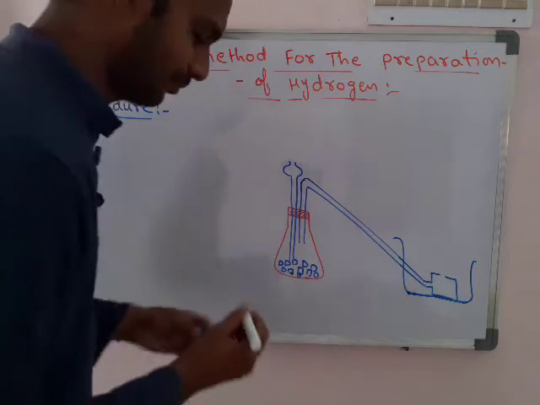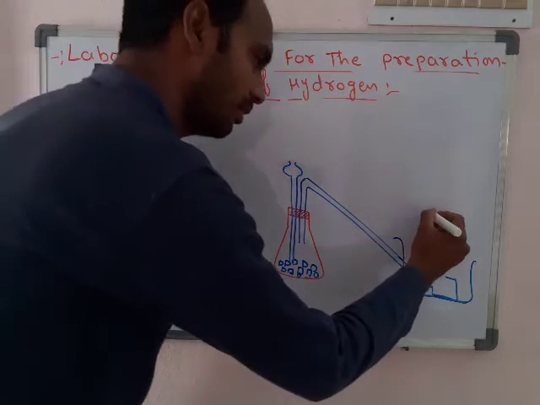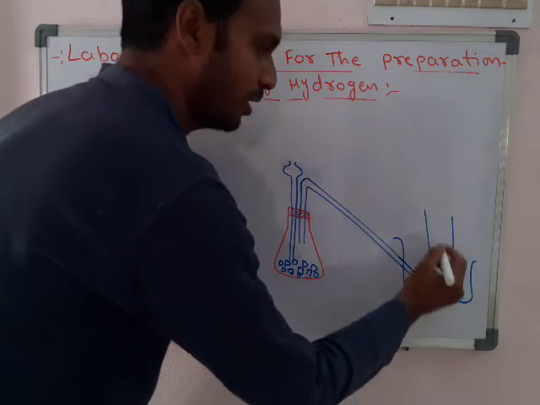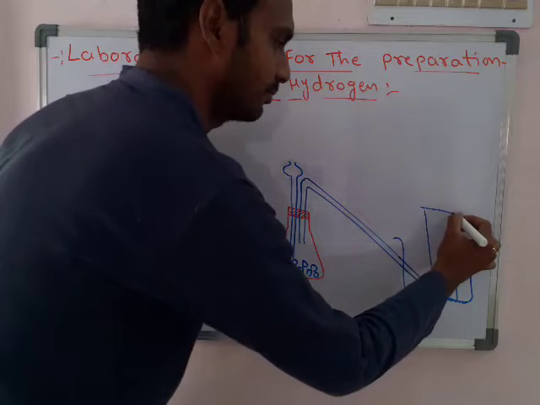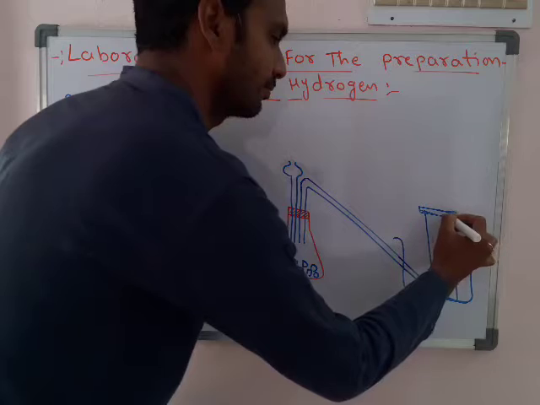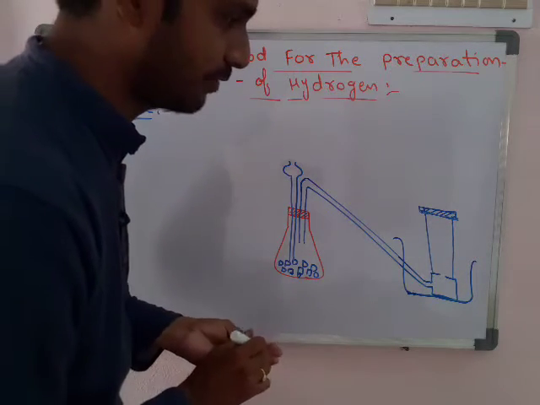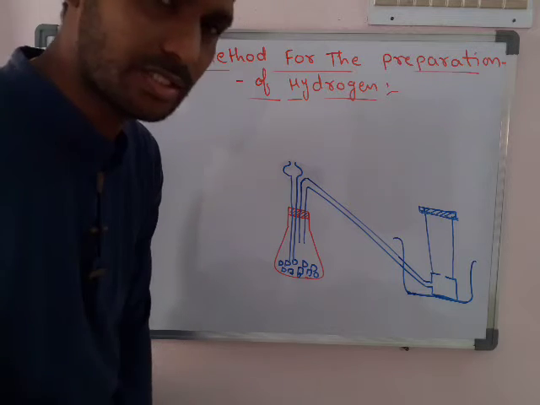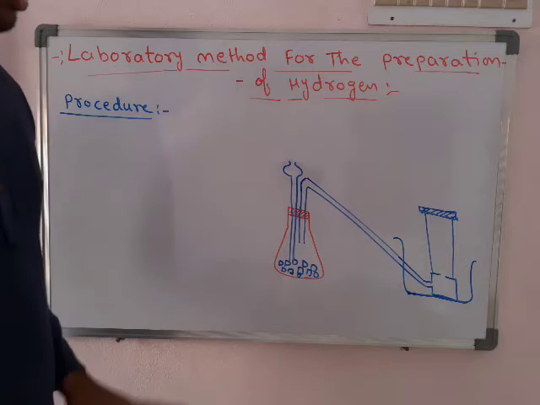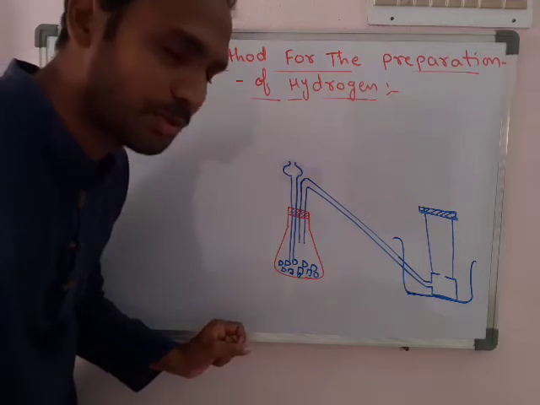And a gas jar reversely placed on the beehive shelf. Okay, and this is totally filled with water. Okay, so this is the arrangement in the laboratory preparation of hydrogen. So let's see the points. So what is the procedure?